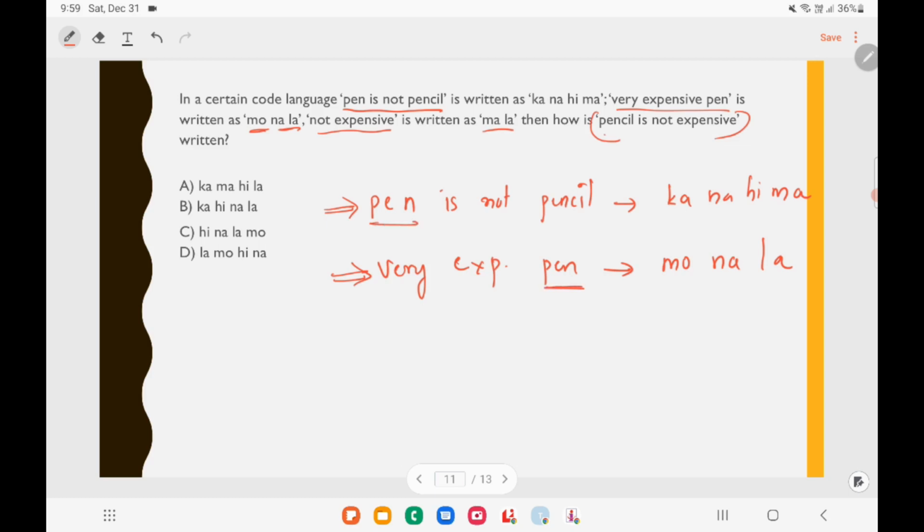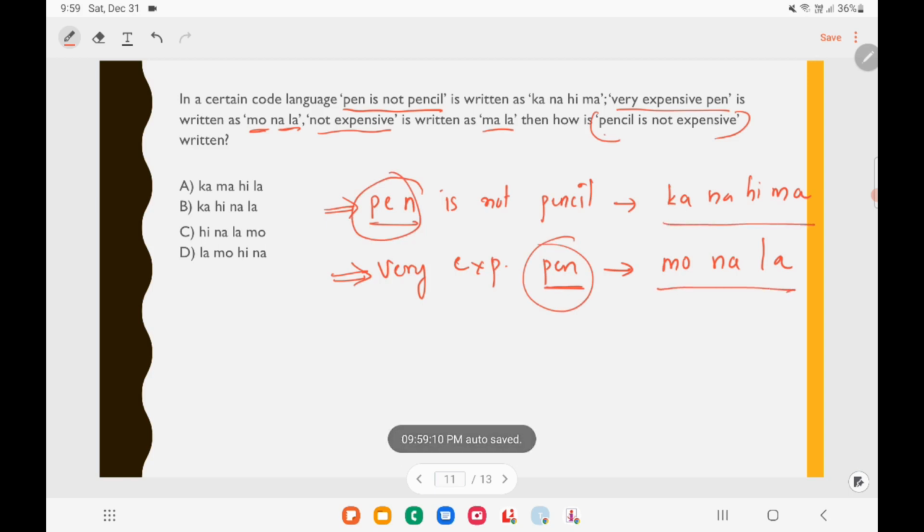Okay, so here if you take these two sentences, you can see that pen is a common word here. It's the only common word in these two sentences. So if you take the common word here, it will be pen. So here, what is the common word? Na is the common word here. So that means pen corresponds to na.